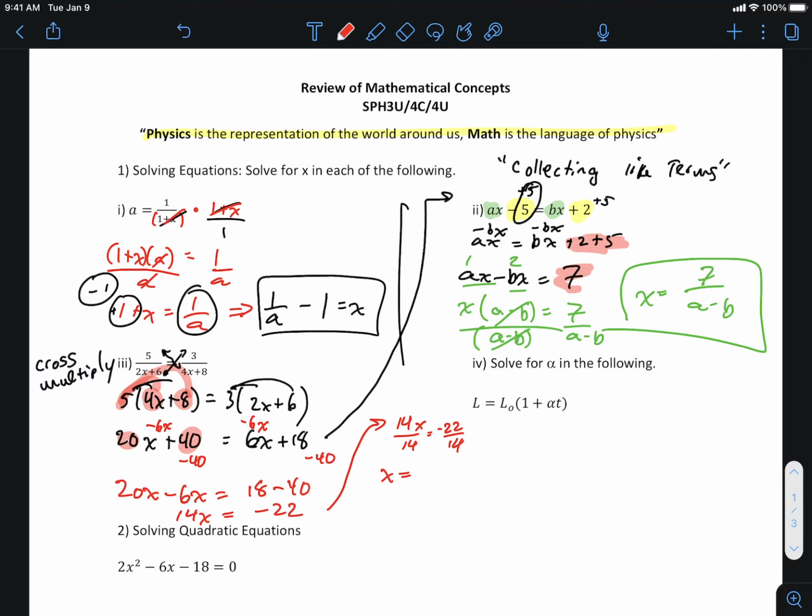Okay, so then that's that. You could reduce that to be, if I divided both of them by 2, negative 11 over 7. Okay?